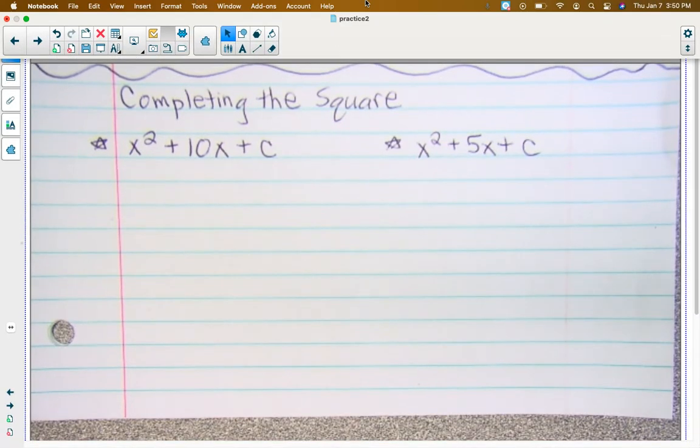Okay, so here we're back with the second video. I'm going to show you how to complete the square. So first I'm going to show you what completing the square is. Then I'll show you how to use it to solve a quadratic equation.